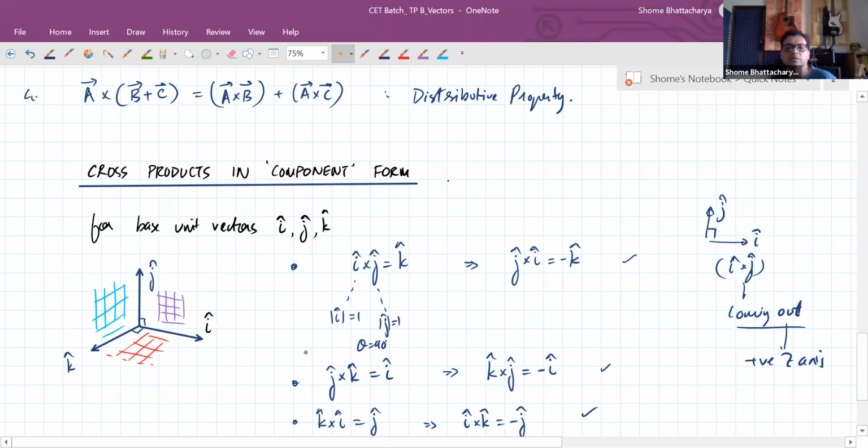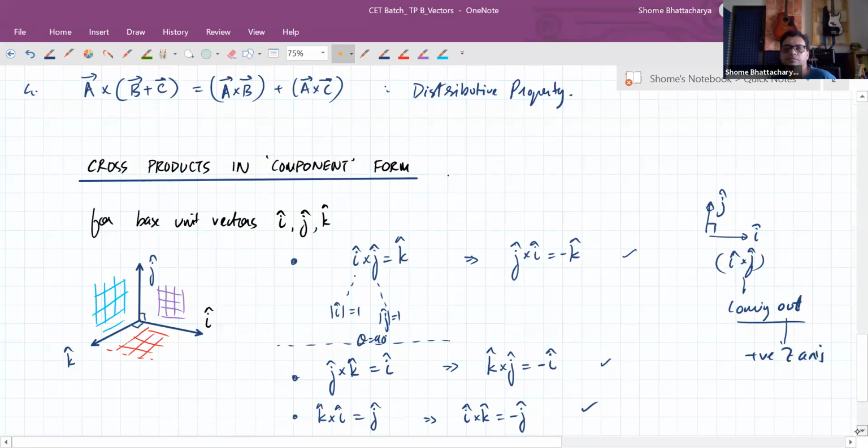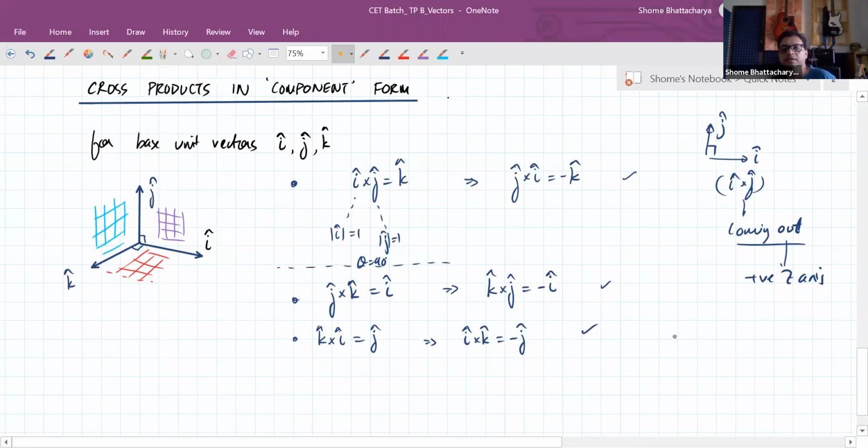So I'll tell you a trick method also how to remember these. And on the other hand, of course, if you take cross product of any unit vector with itself, it should be 0, because A cross A is 0. So any vector cross product with itself will always give you a null vector.